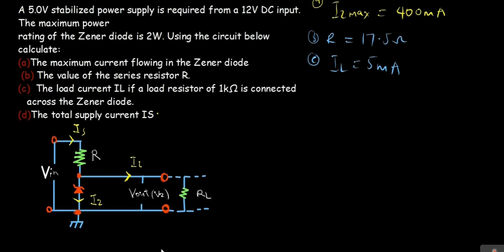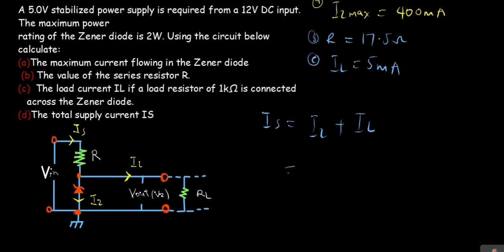The question now says you should find the total supply current IS. So now you are going to find the total supply current IS. When we look at this, you know that the current moving towards the node equals the current moving away from the node. So IS will be equal to IZ plus IL. In this case, a load is connected here, so current will flow through this direction, and current will also flow through this direction since there is a load connected.